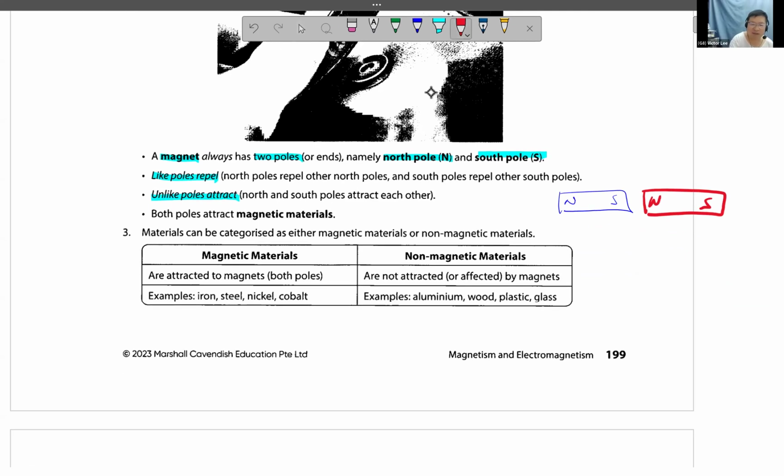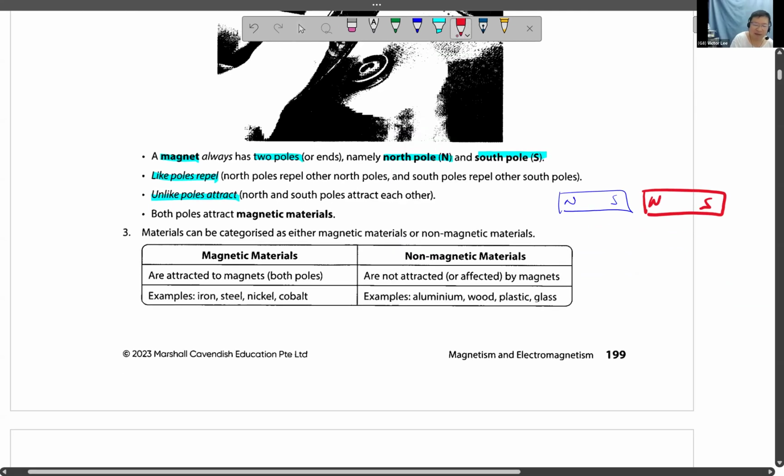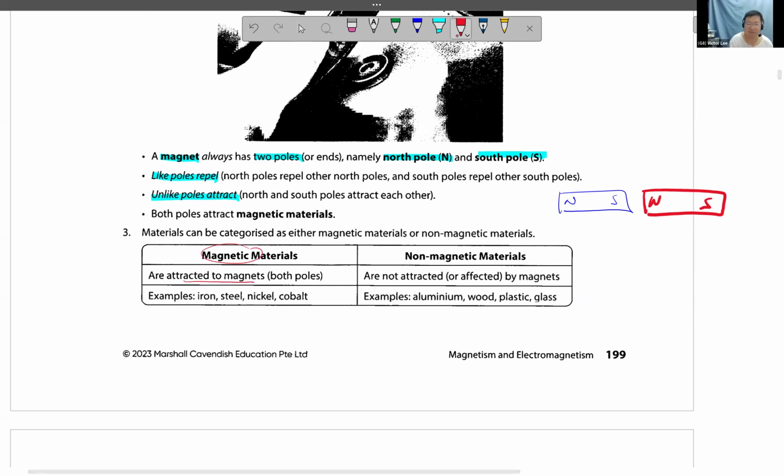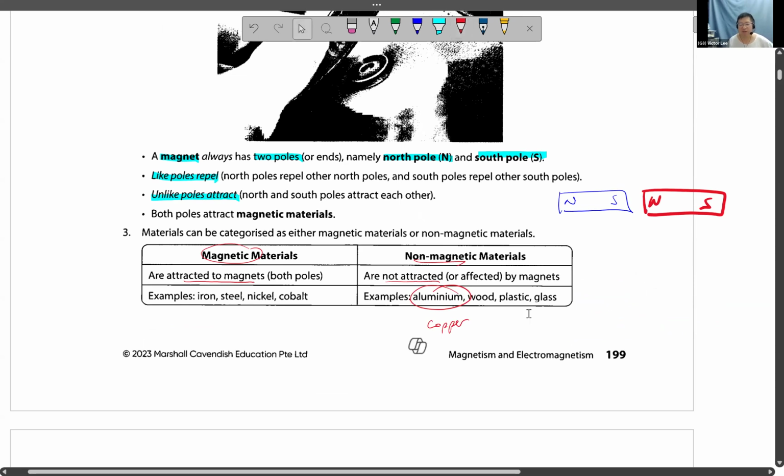So you must understand that magnetic materials are attracted to magnets, but non-magnetic materials are not attracted to magnets. Very interestingly, aluminium and copper are not magnetic. They cannot be attracted by a magnet. And of course, other non-metals are non-magnetic. The magnetic ones are things like iron, steel, nickel, cobalt, and so on. These are all magnetic materials. They can all be turned into magnets. If you put a magnet on them, they become magnets themselves.